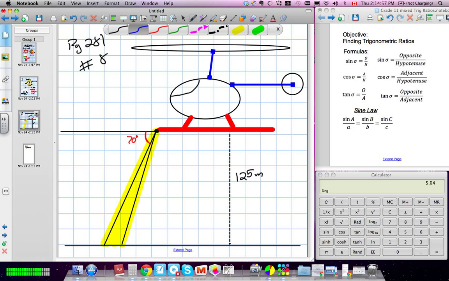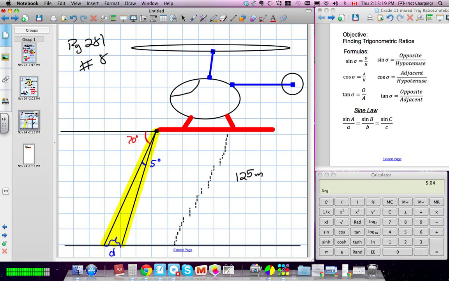This is our beam of light. We'll color it in. He discovered that the beam of light measures 5 degrees inside. So that's 5 degrees inside of that beam of light. How wide to the nearest meter is the beam at the bottom? So we're looking for this distance here, okay?